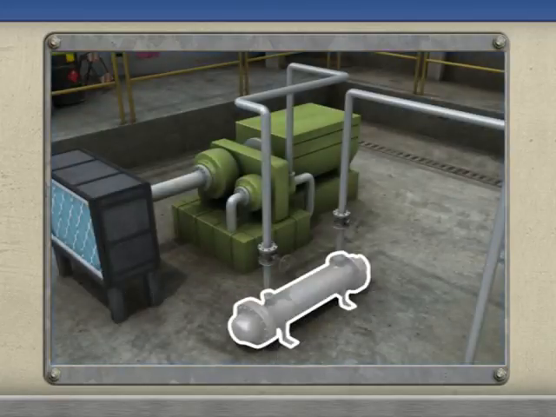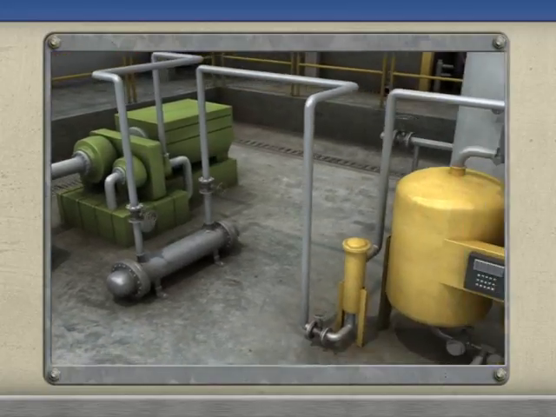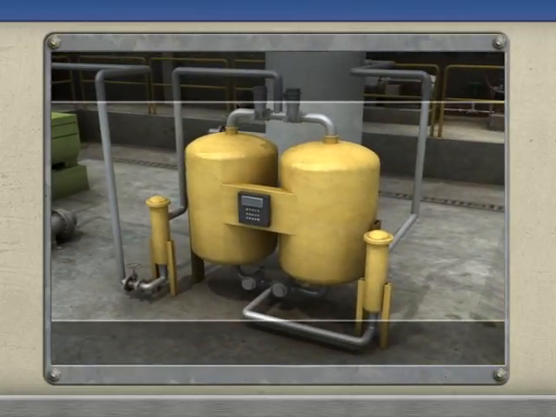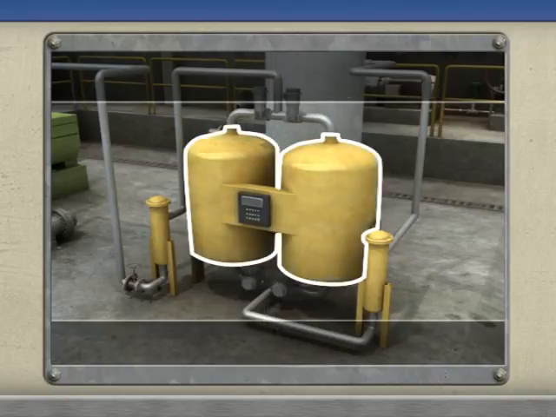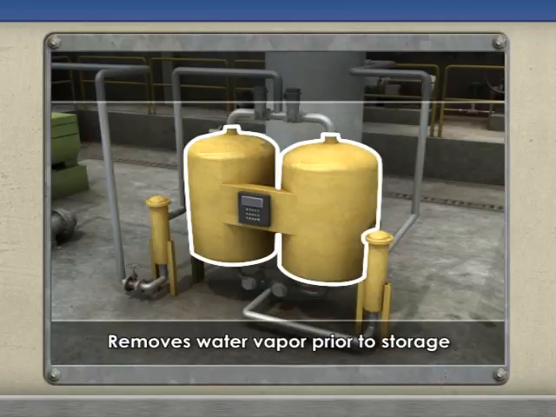Cooling the compressed air in a heat exchanger immediately after it exits the compressor gives the water a single point to condense before going into the site. Large pneumatic systems which run continuously may also cycle compressed air through a regenerative drying system which uses heat and a desiccant material to remove water vapor prior to storage.